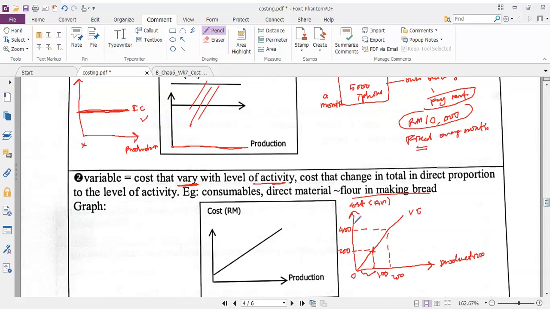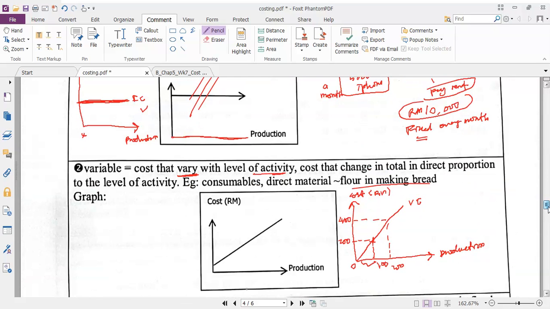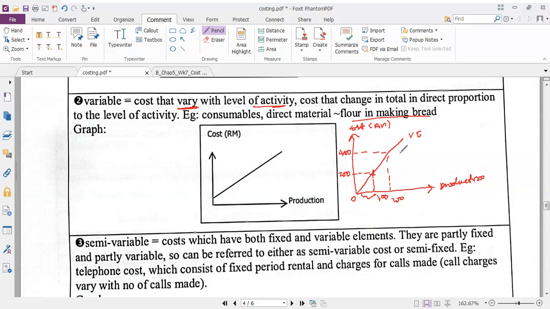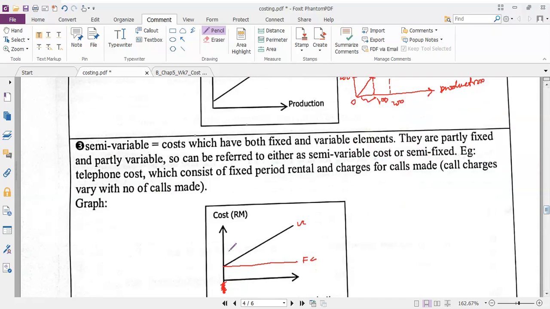Okay, variable pula dia ke atas, menaik. Okay, start daripada zero dia menaik. Kalau semi variable dia ada dua, satu variable, satu lagi fixed. Okay, right? So semi variable cost has both fixed and variable elements. Okay. They are partially fixed and partially variable.